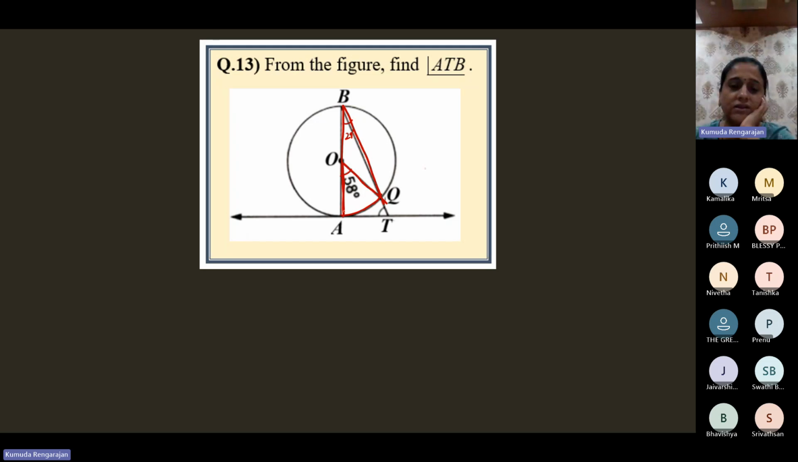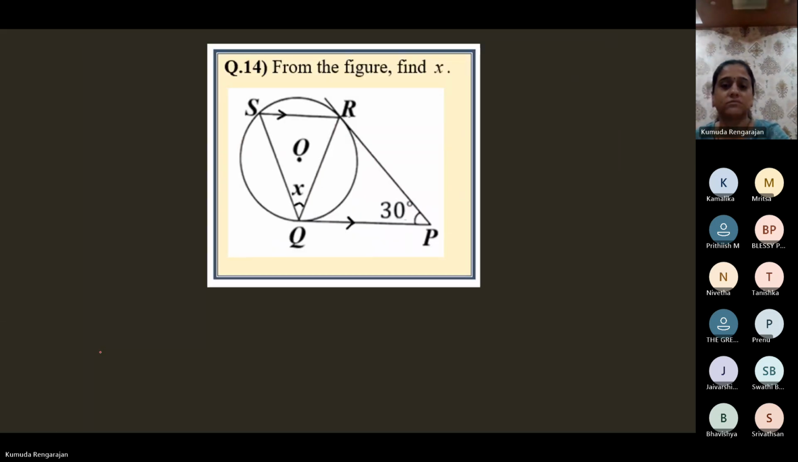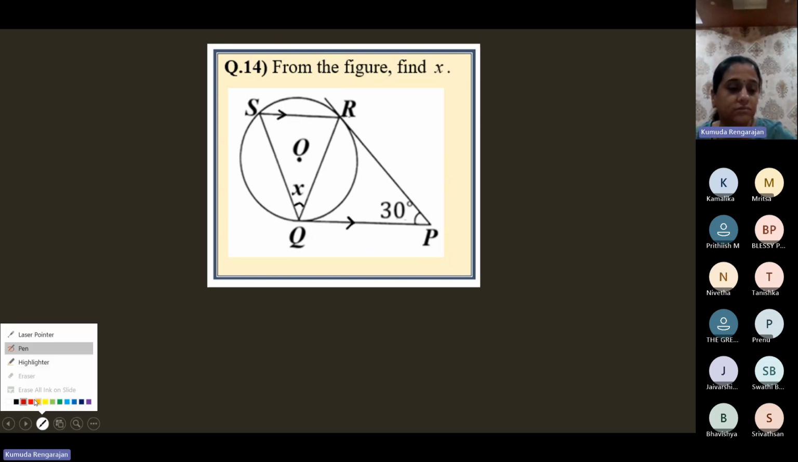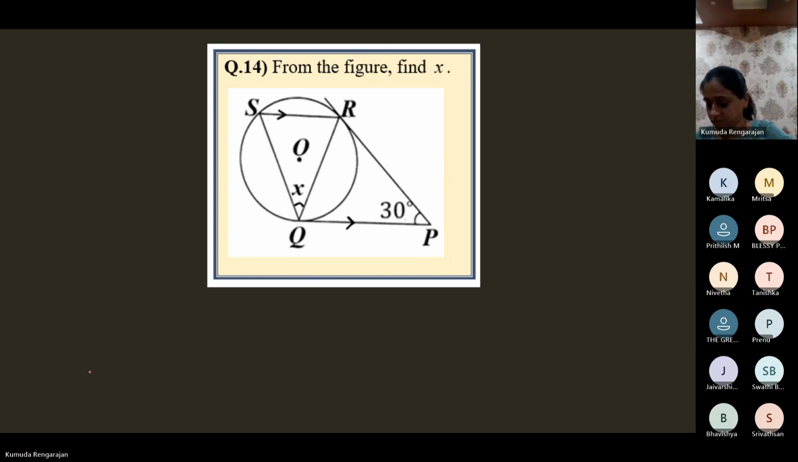So in this triangle, which triangle? Now forget all this. See this triangle BAT, three angles. This is 29. This is 90, radius perpendicular to tangent. So by the angle sum property, you can find this angle, which is ATB. Always join, children, join OQ.